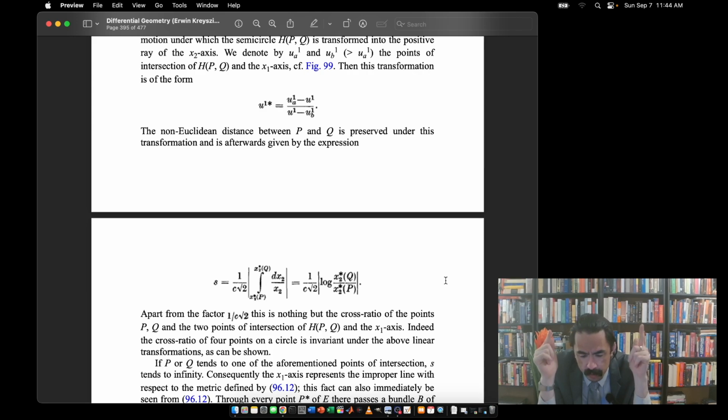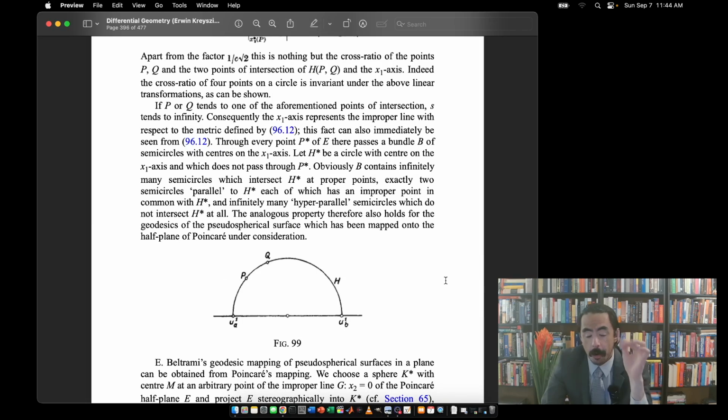1 over lowercase c times the square root of 2 times the magnitude of the logarithm of a fraction with the numerator of x sub 2 superscript star evaluated at capital Q over a denominator of x sub 2 superscript star evaluated at capital P. Apart from the factor 1 over a denominator of lowercase c times the square root of 2, this is nothing but the cross ratio of the points P and Q and the 2 points of intersection of H in terms of P and Q and the x1 axis.